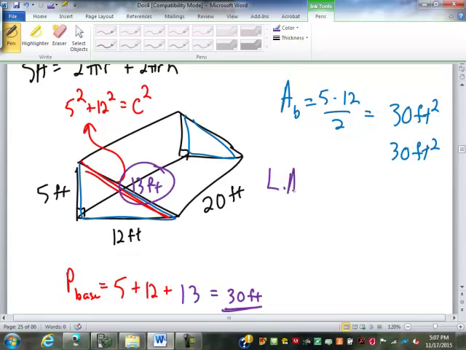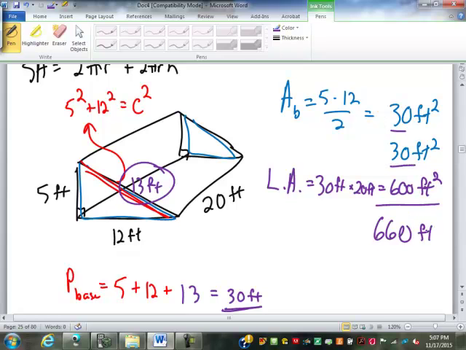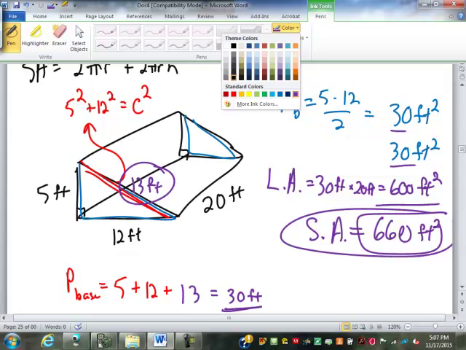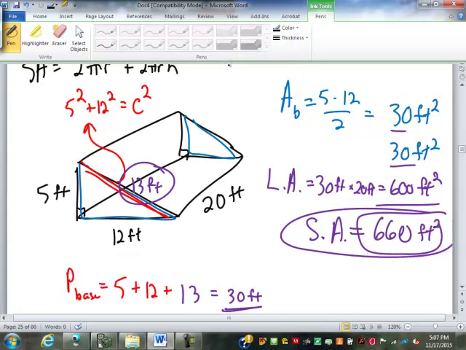So my lateral area is 30 feet times 20 feet, or 600 square feet. So adding up 30, 30, and 600 gives me 660 square feet is my total surface area. And like I said, if you want to memorize the formulas, that's fine. If you have one concept that covers everything, that's the way I like to do things.